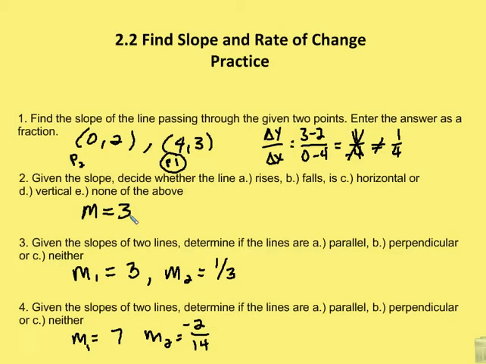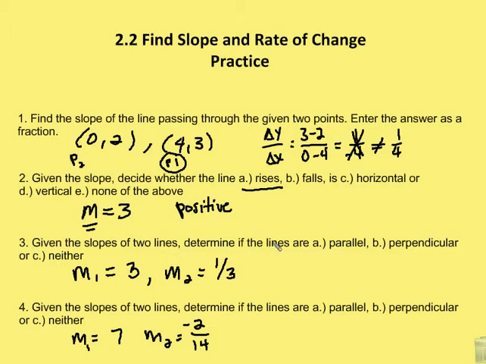So remember, m is shorthand for slope in math, a lowercase m. If m is equal to 3, we know that the line is rising or moving up and to the right because it's a positive value. So the correct answer is going to be A.